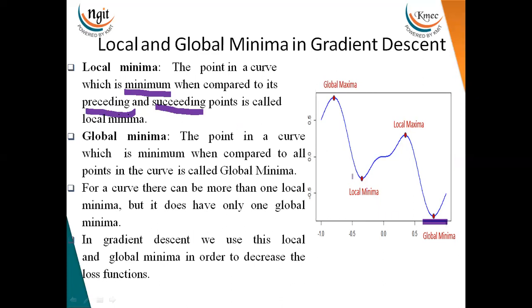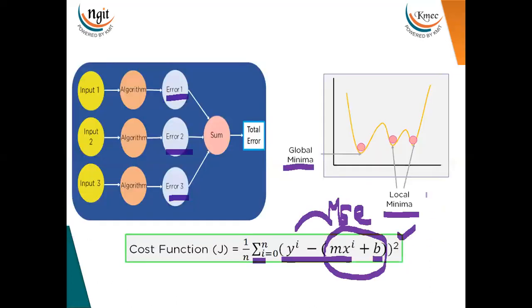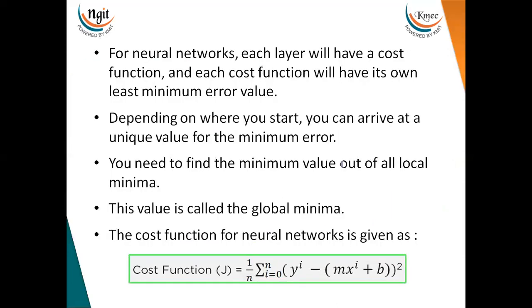Now in one layer, we have many neurons. So the minimum error for any particular neuron will be the local minima. But that is only for that one layer. Many such layers are there, and out of all these layers, whatever is the minimum error value, that is called the global minima. Here, you can see that we want to find local minima and mainly global minima to reduce the error. The minimum value of all local minima is the global minima.